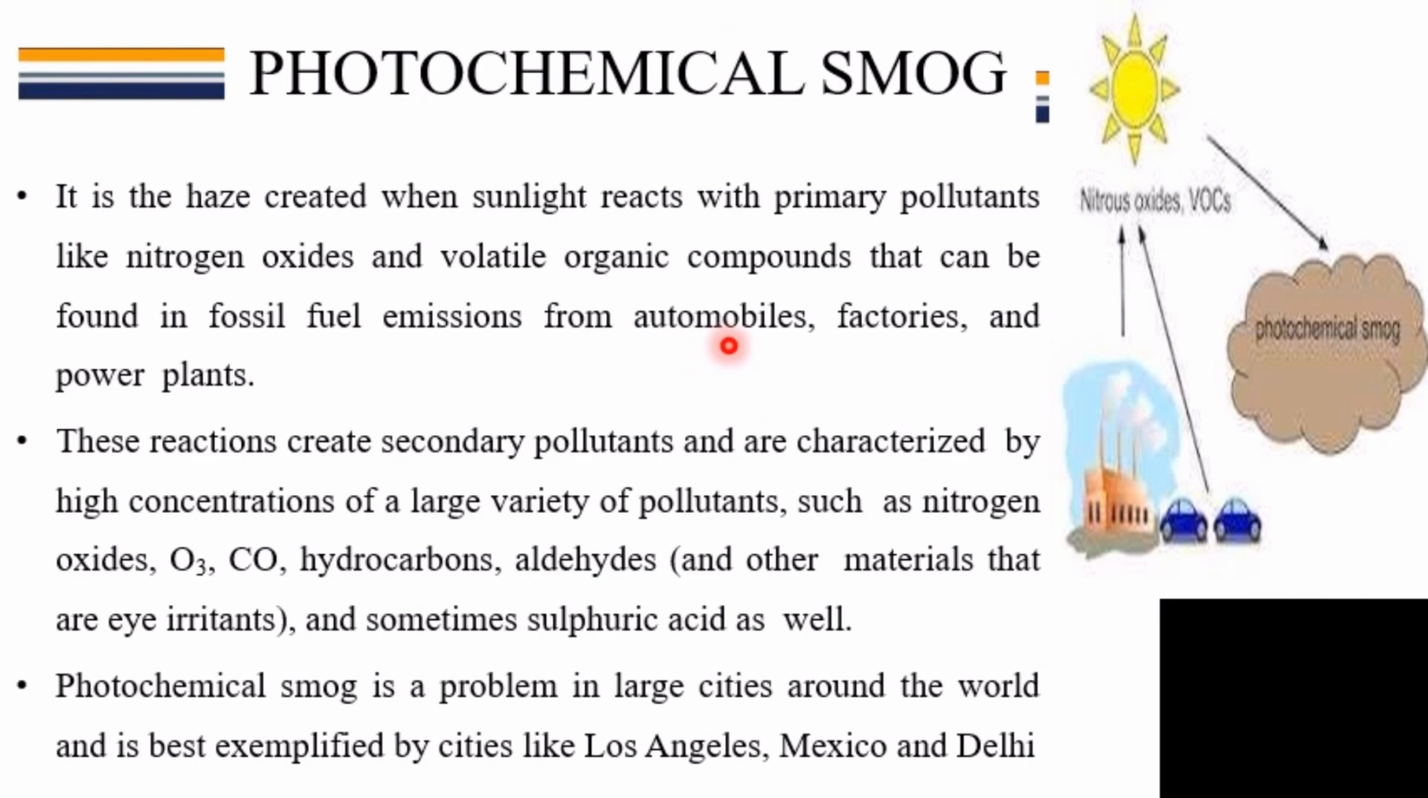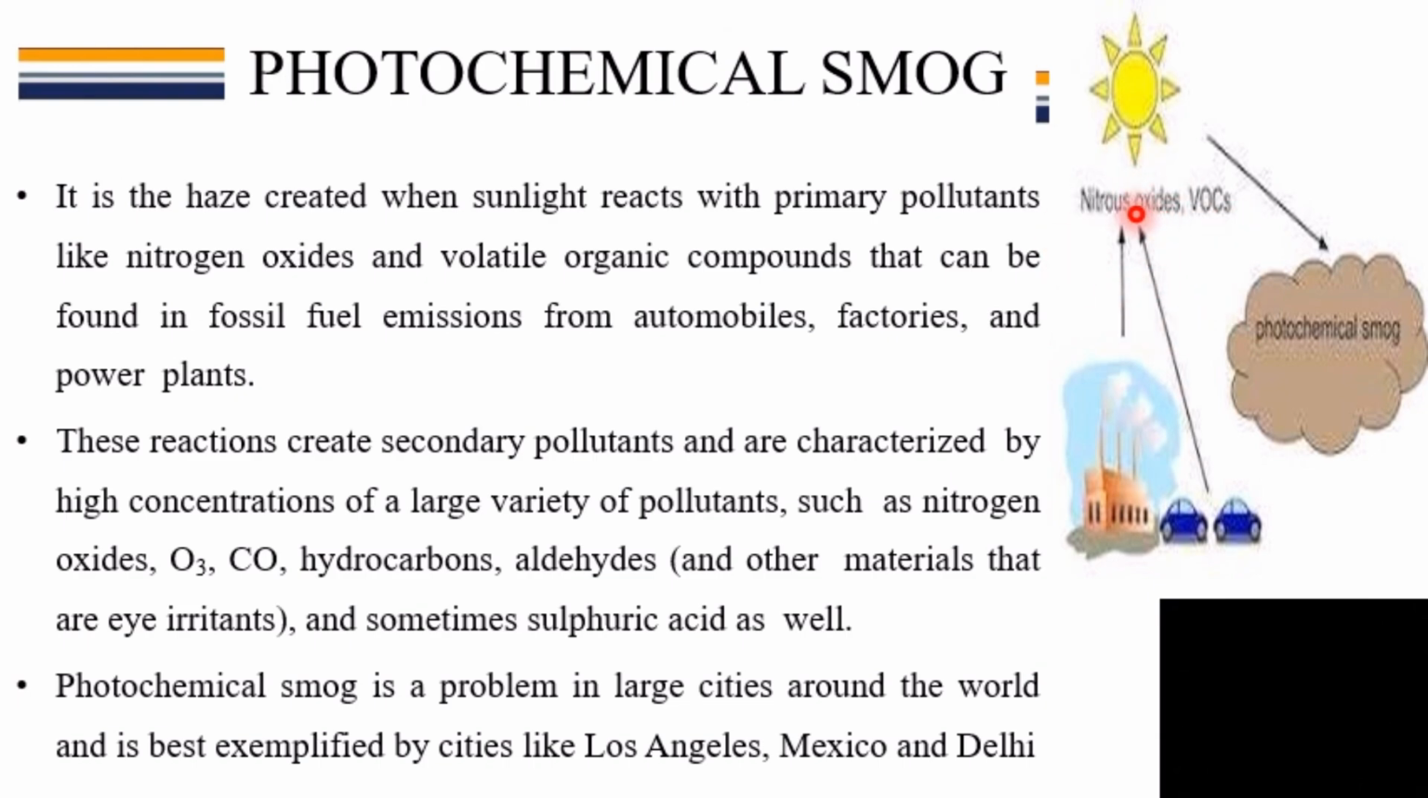So when you have a large number of automobiles, industries, and power plants, this is a very common problem. Okay, now we can understand it even more clearly with this picture. We have a place where you have industries and also automobiles. What will be released from the industry? Nitrogen oxides. And what will be released from your vehicles? Volatile organic carbons.